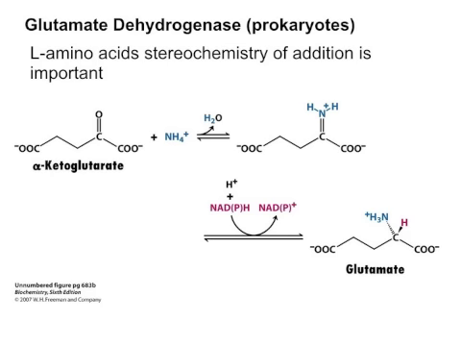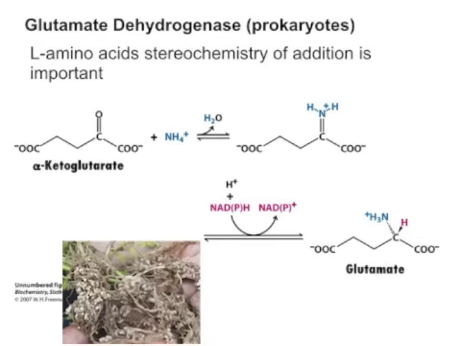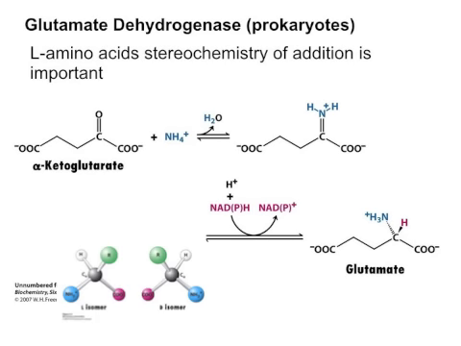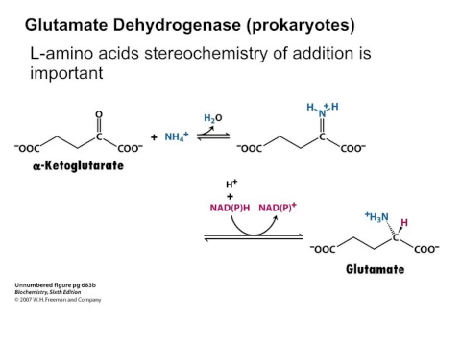Glutamate dehydrogenase in prokaryotes is involved in nitrogen assimilation. In the assimilation of nitrogen, it's important that the L amino acids are synthesized, so the stereochemistry of this addition is important. The enzyme glutamate dehydrogenase catalyzes the reaction in which alpha-ketoglutarate plus ammonium yields a Schiff-base intermediate plus water. This Schiff-base intermediate is then reduced to make glutamate.